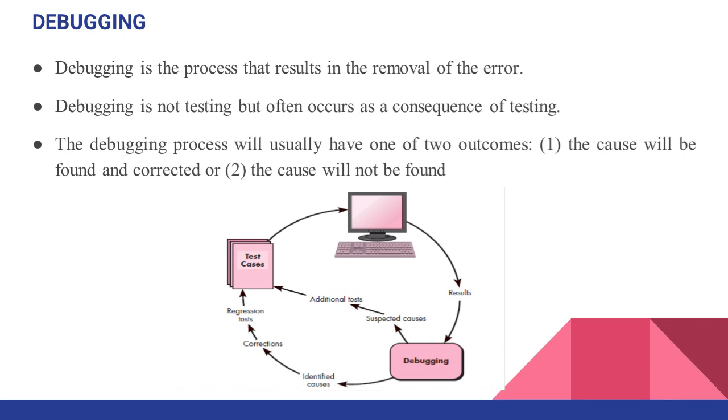The debugging process will usually have one of two outcomes. The cause will be found and corrected, or the cause will not be found. In the latter case, the person performing debugging may suspect a cause, design a test case to help validate that suspicion, and work toward error correction in an iterative fashion.